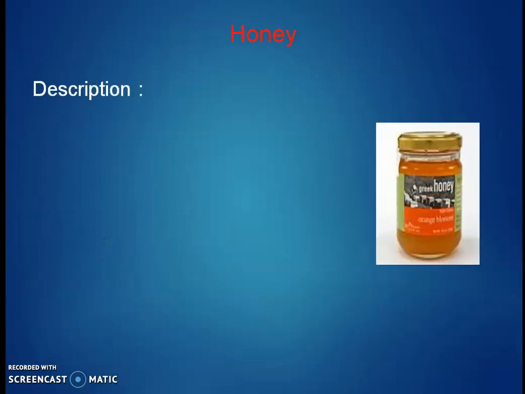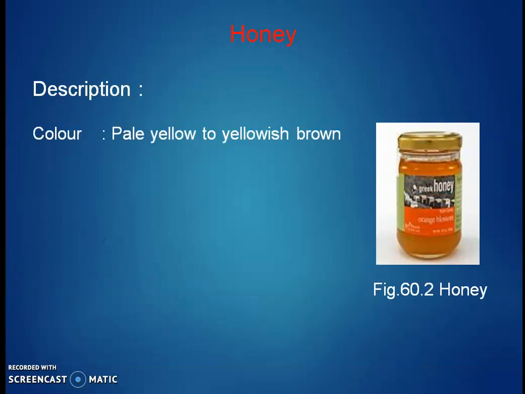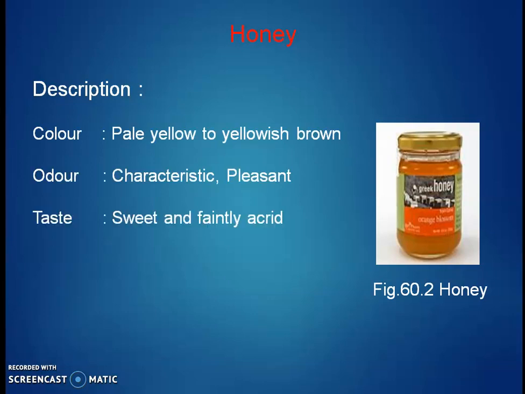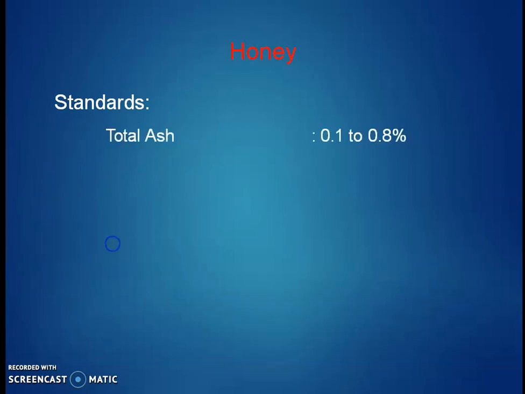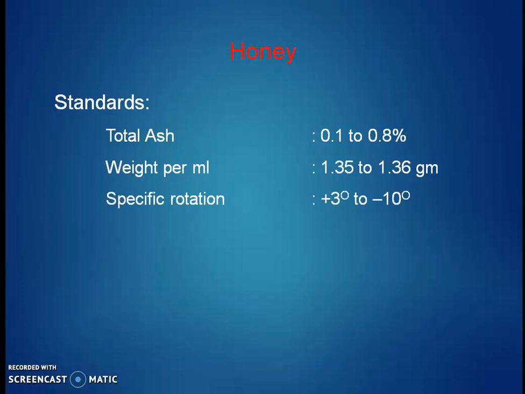Description of honey. Color: it is pale yellow to yellowish brown. Odor is characteristic and pleasant. Taste is sweet and faintly acrid. Solubility: soluble in water, insoluble in alcohol. Then some standards of honey. Total ash is 0.1 to 0.8%. Weight per ml is 1.35 to 1.36 gram. Specific rotation is plus 3 degree to minus 10 degree.